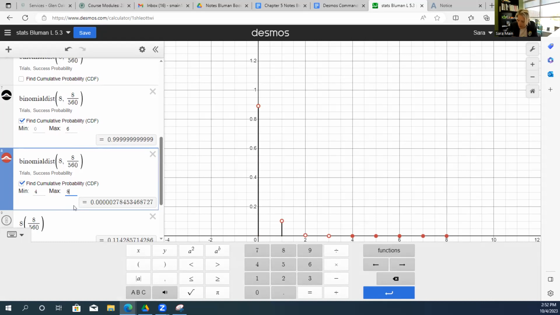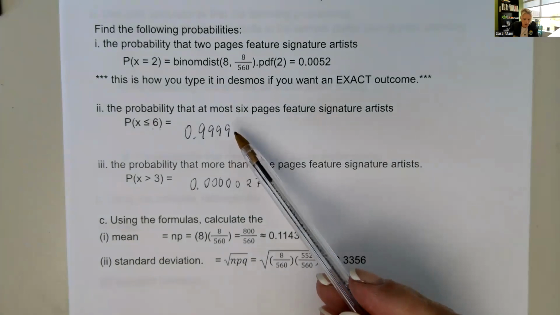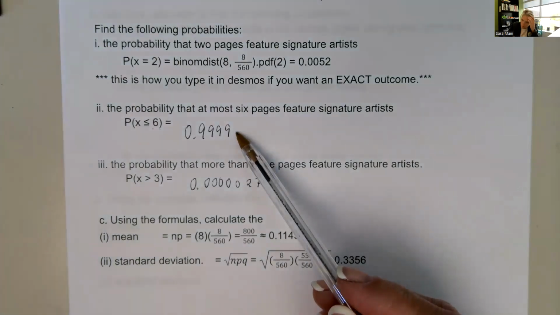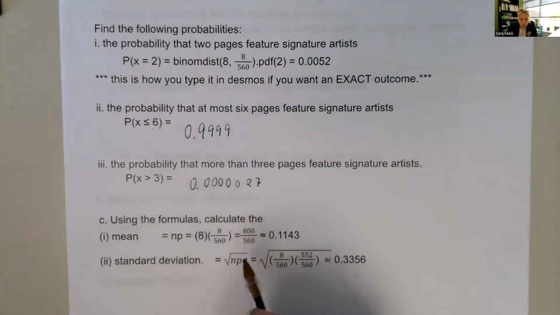And so that would be 0.0001, 2, 3, 4, 5 zeros, 2 7. So it's very, very unlikely. So that one's very likely, almost confirmed 1. And this one is very unlikely.